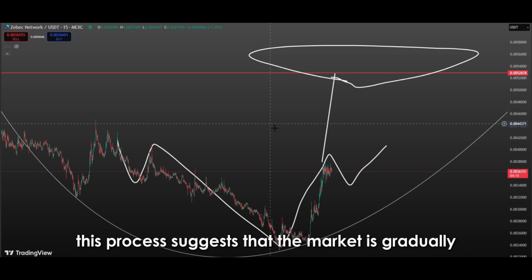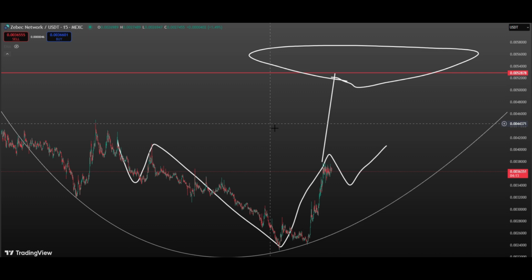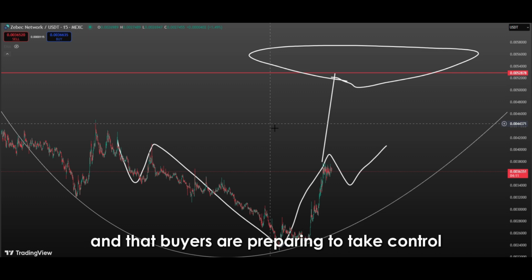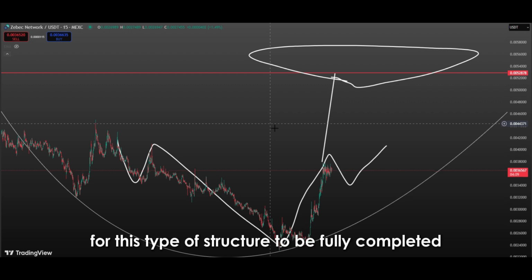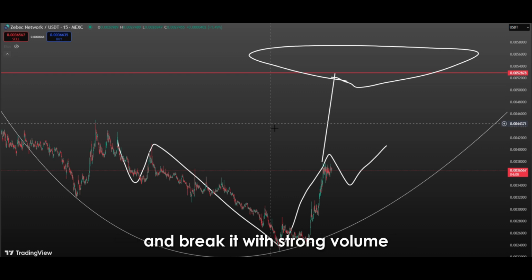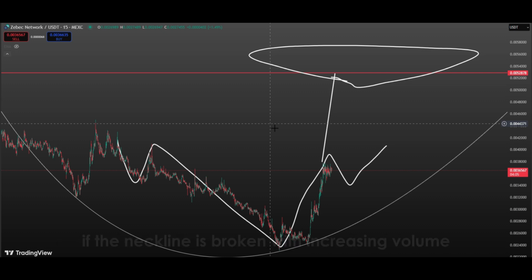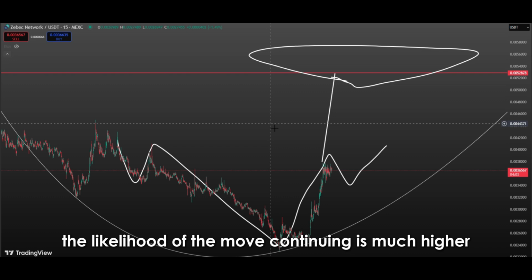This process suggests that the market is gradually stabilizing and entering the final phase of the downtrend. The currently forming right shoulder signals that this balance is nearing completion and that buyers are preparing to take control. For this type of structure to be fully completed, the price must rise toward the neckline and break it with strong volume. Volume is a key factor here, as breakouts with weak volume are often false moves. However, if the neckline is broken with increasing volume, the likelihood of the move continuing is much higher.